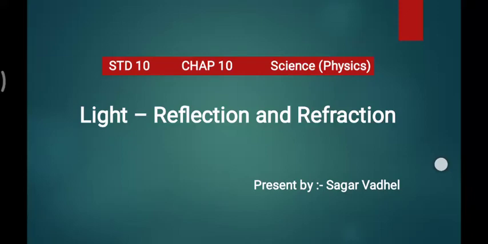Let us continue our discussion about chapter number 10 regarding light reflection and refraction. As we saw last time, regarding reflections mainly and the formation of images due to concave mirrors and convex mirrors, and also the laws of reflection and all the basics and examples regarding the mirror formula.